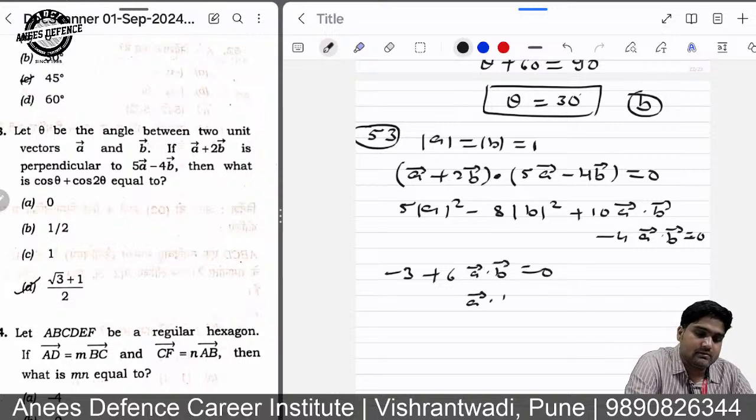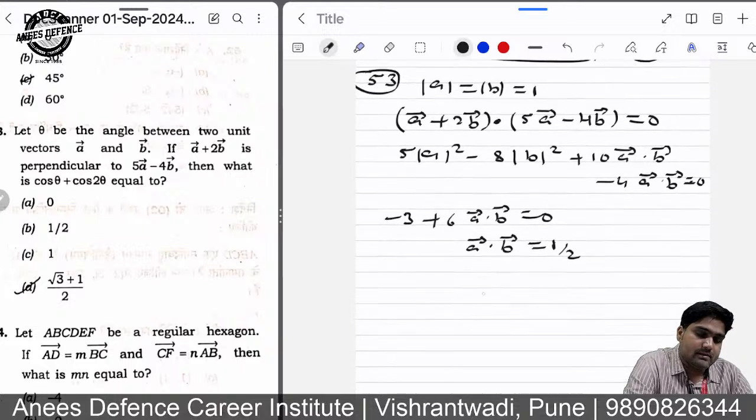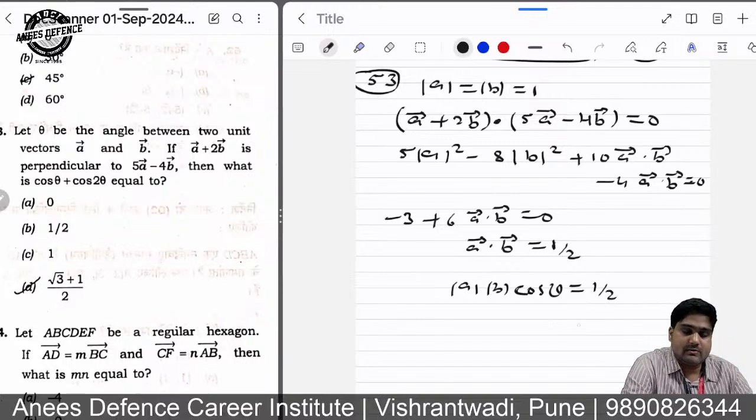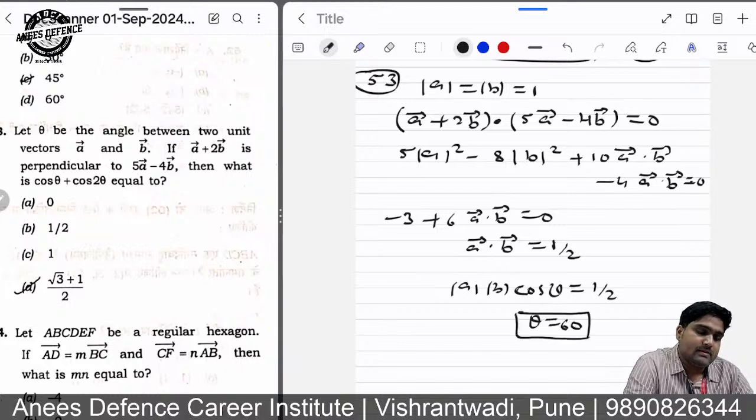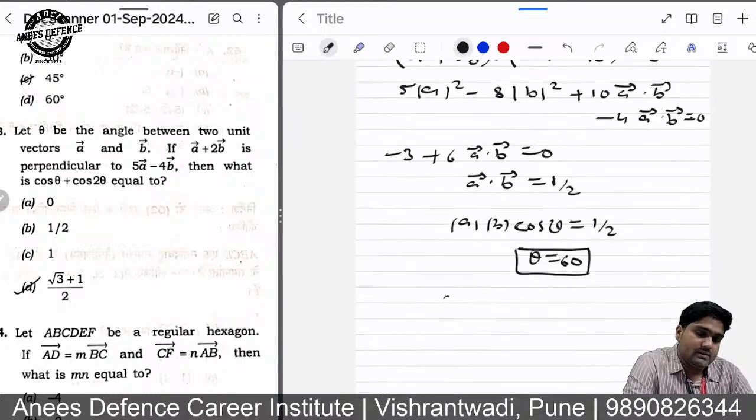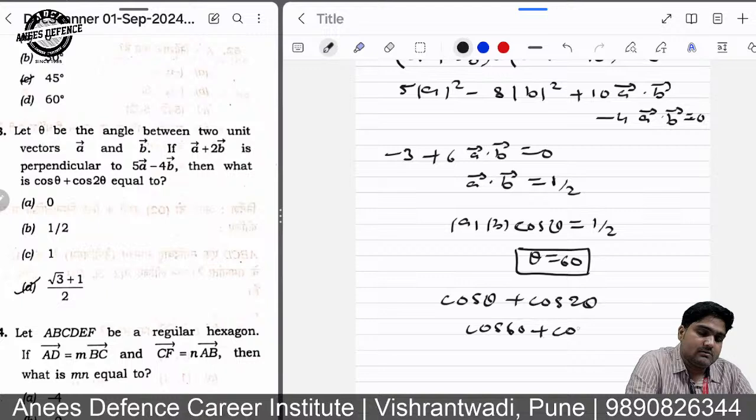So A dot B equals 3 by 6, that is 1 by 2, and magnitude of A times magnitude of B times cos theta is 1 by 2. Again, the magnitudes of A and B are 1 because they are unit vectors. So theta is 60 degrees. Now we need to calculate the value of cos theta plus cos 2 theta. So cos 60 plus cos 120.